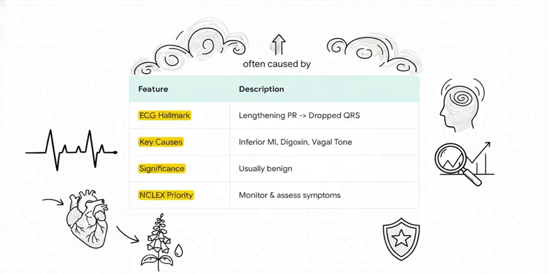For Wenckebach, that progressive lengthening is the key phrase. It's often caused by things like an inferior wall MI or maybe some digoxin toxicity. And while it might look a little dramatic on the strip, it's usually pretty benign. So for the NCLEX, your priority is to assess your patient for any symptoms, like maybe some dizziness, but typically you're just going to keep monitoring them closely.